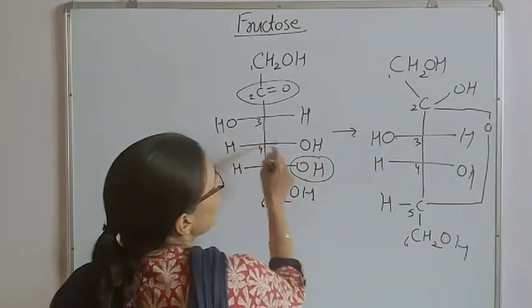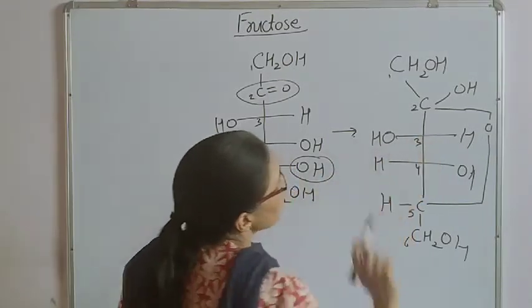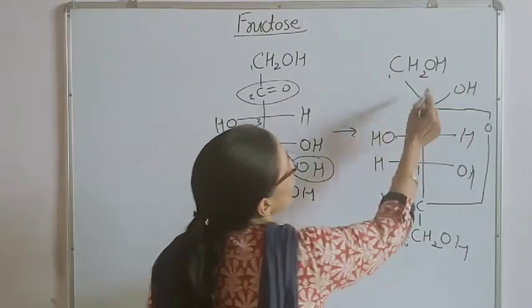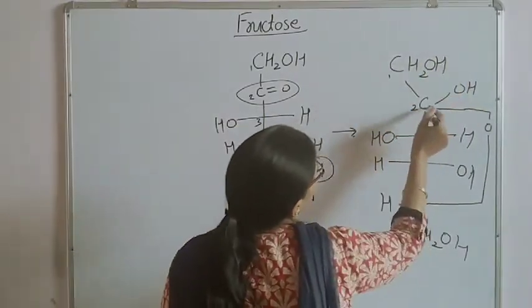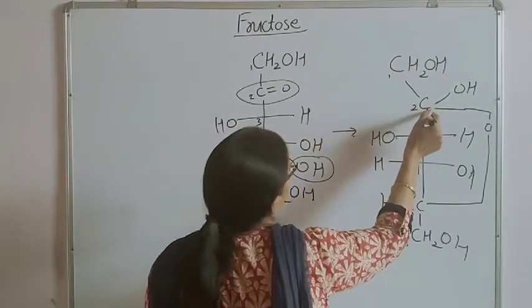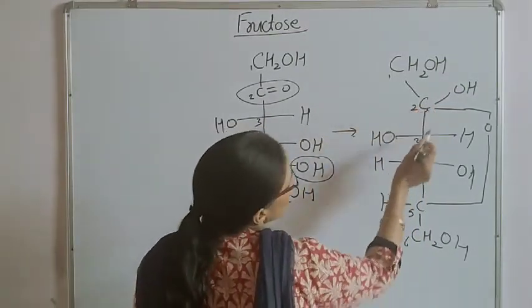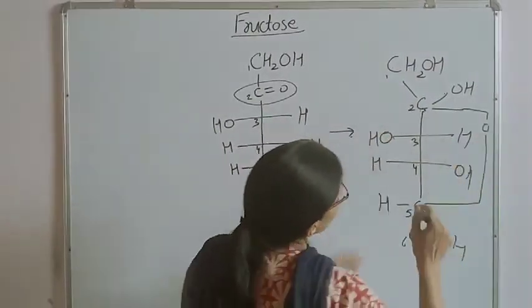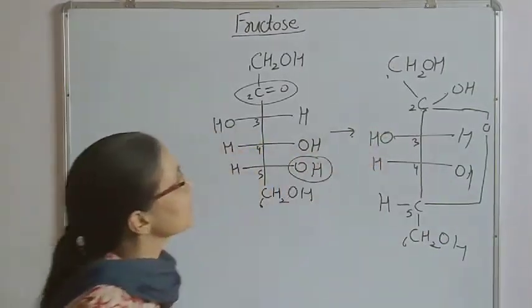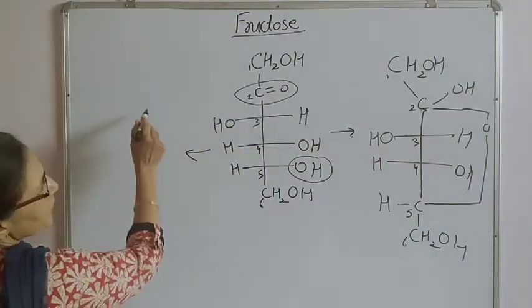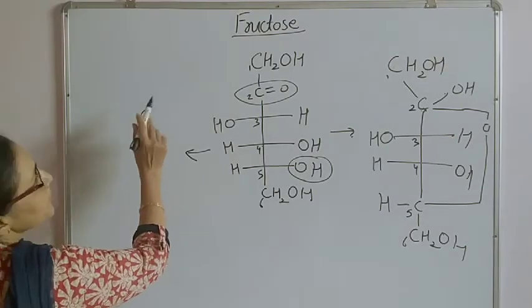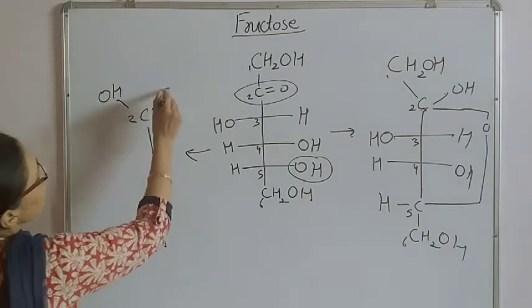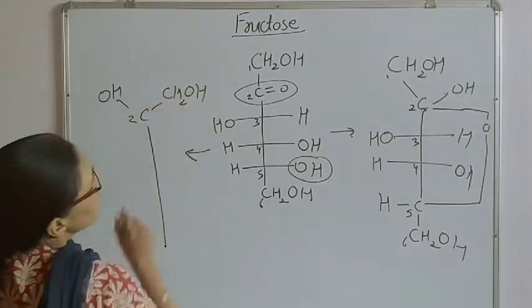For the rest, the third and fourth carbon atom, the configuration will remain the same, and at carbon number 2 one more chiral center is created, with OH and CH2OH and the rest of the group, so 4 different groups are attached to it. One more possibility here: the number 2 carbon atom OH will remain this side and CH2OH will remain this side.